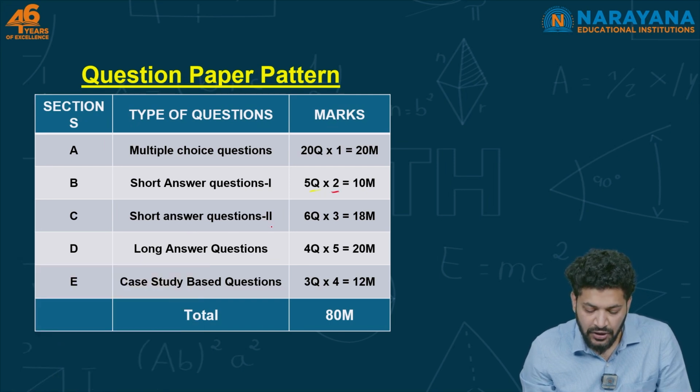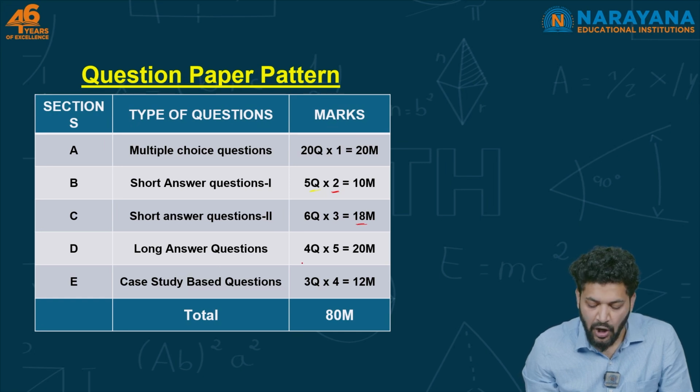And short answer questions, you have 6 questions, 6 threes are 18 marks. And long answer questions, you have 4 questions, each carries 5 marks, it is 20 marks. So case based questions, you have 3 questions, each carries 4 marks, you will get 12 marks. In total we have 80 marks. So this is the question paper pattern, children.